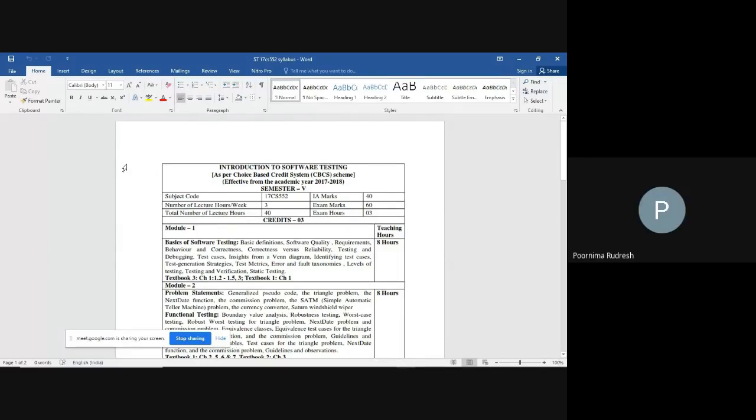So from today we are going to start the software testing subject. From today I'm going to handle this subject, that is introduction to software testing. Since it is an elective subject and the other four subjects we are regularly attending from September 1st itself, and since we have received the notification regarding the conduction of parallel classes during the second week of October, that's why we are starting late.